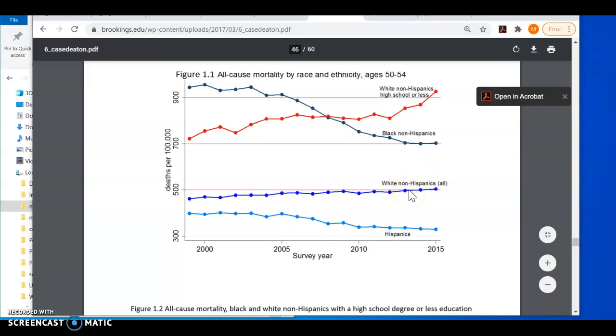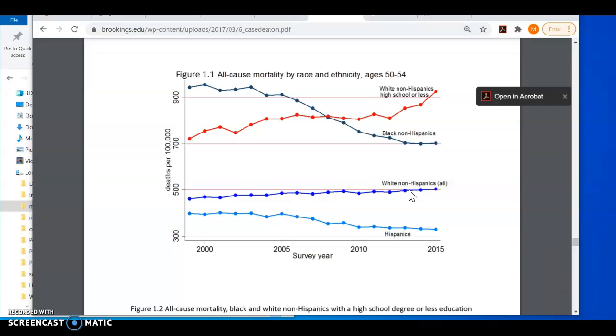It's not like they've exceeded all expectations, but there's been a general improvement, and this has been observed in much of the world. So the real anomaly, or the theme, is what's happened with the white non-Hispanics, particularly those with high school or less. You can see that their mortality rates have gone up quite a bit over time, from maybe 720 or so, I would guess, to well in excess of 900. That's a big increase in less than 20 years.